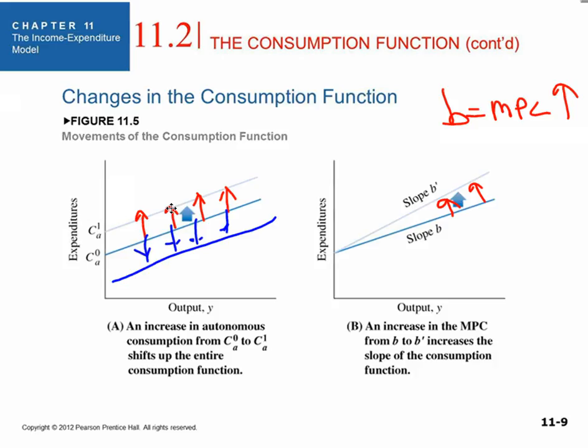We could also have the opposite occur. Suppose we had a rotation downwards. That would occur where B, which is the marginal propensity to consume, decreased. So in summary, there's two basic changes in the consumption function. We could have a shift up or down, or we could have a rotation up or down.